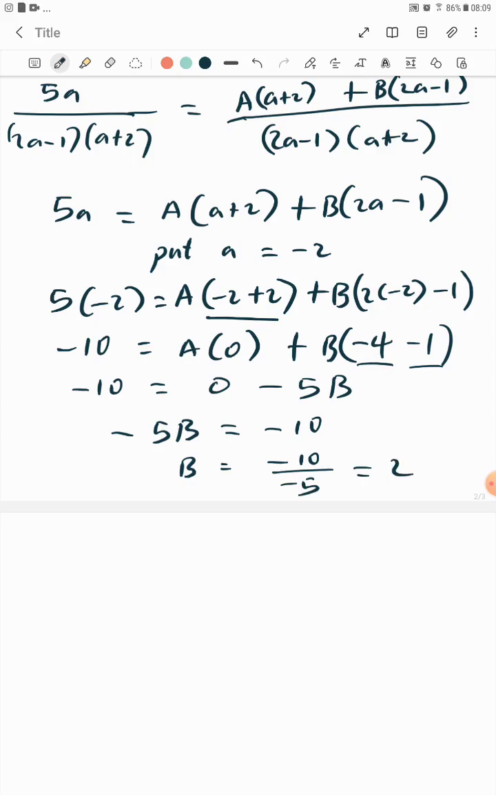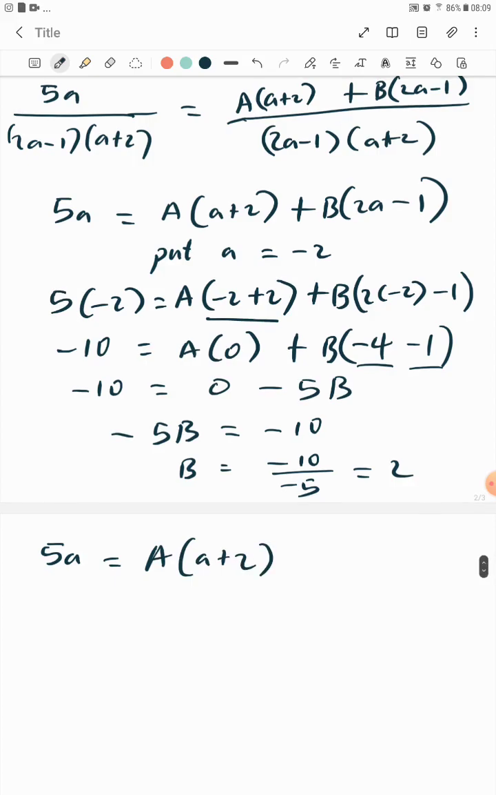Now that we have gotten our B as 2, we can go back to this because we want to find A: a plus 2 plus B bracket 2a minus 1. Don't forget that what we did here is substitute something that will make everything here become 0. You can try to get that even for this also. What can make this become 0?